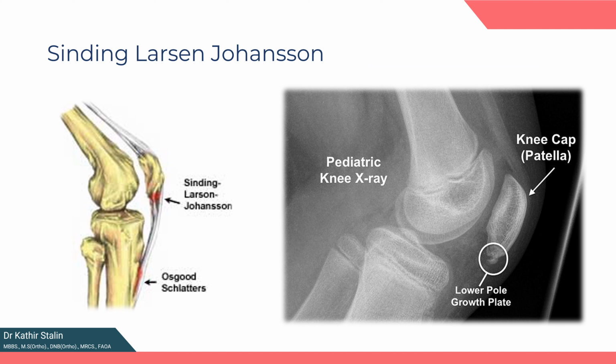Sinding Larsen Johansson syndrome is a juvenile adolescent osteochondrosis and traction epiphysitis affecting the inferior pole of the patella. Although it manifests as a knee pain, something like Osgood-Schlatter's disease, the site of pain is different. In Osgood-Schlatter's disease, you will have the pain over the tibial tuberosity, whereas in Sinding Larsen Johansson syndrome, you will have a pain over the inferior pole of the patella. Initial treatment consists of relieving the pain by resting for a few days and strengthening exercise with modification of activities.